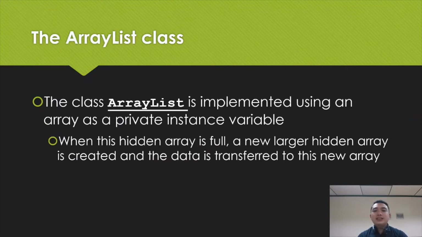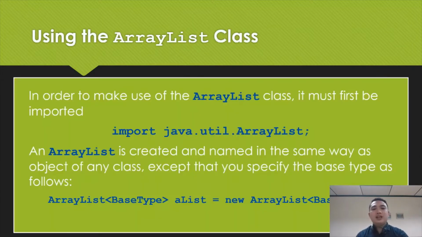The class ArrayList is implemented using an array as a private instance variable. So when this hidden array is full, meaning the array inside the array list is full, a new larger hidden array will be created, and the data in the previous array will be transferred to this new array. That's how it will grow or shrink. It will create a new larger or smaller hidden array, and the data from the previous array will be copied to the new array.